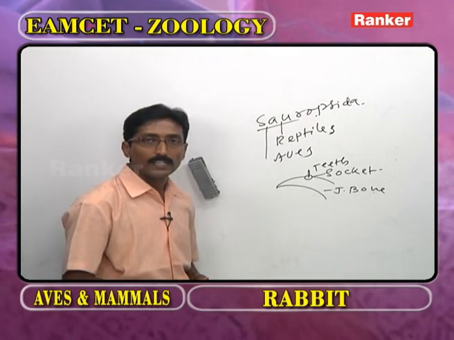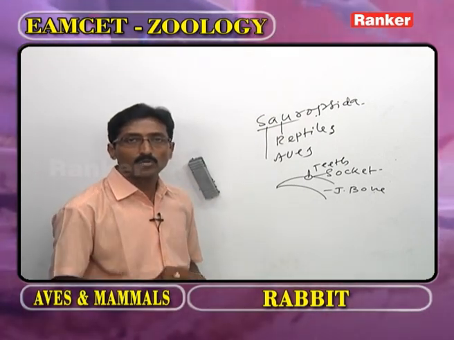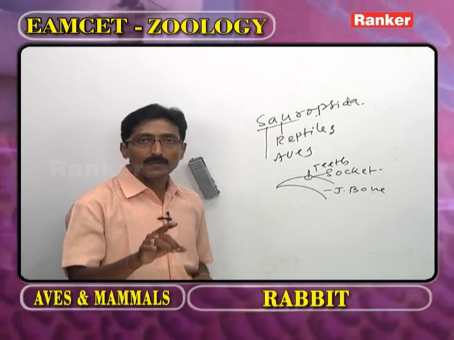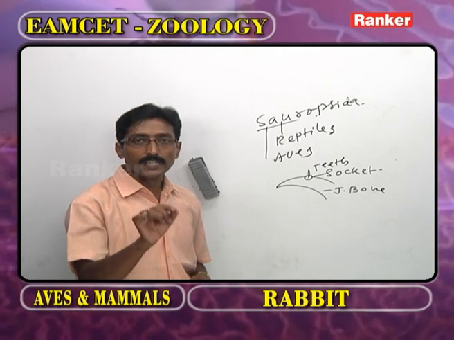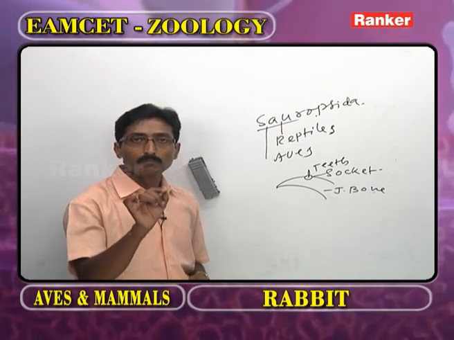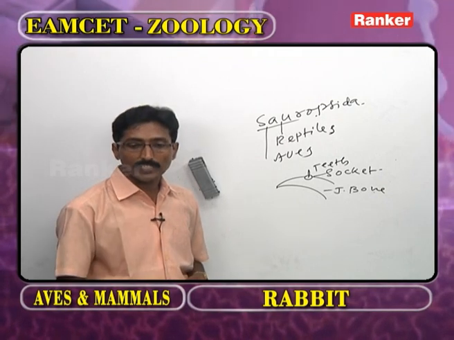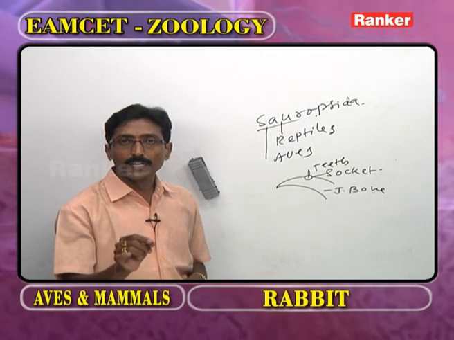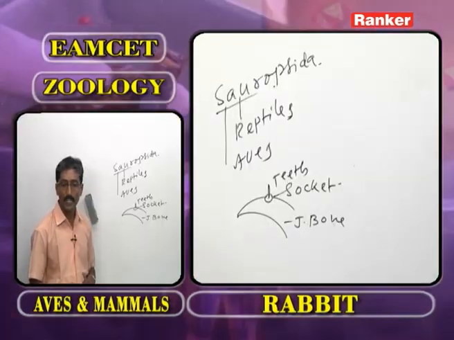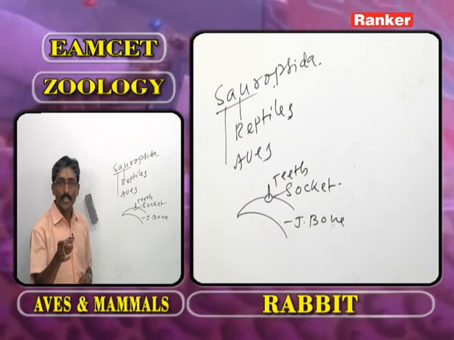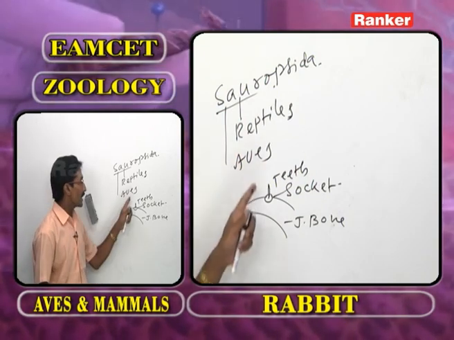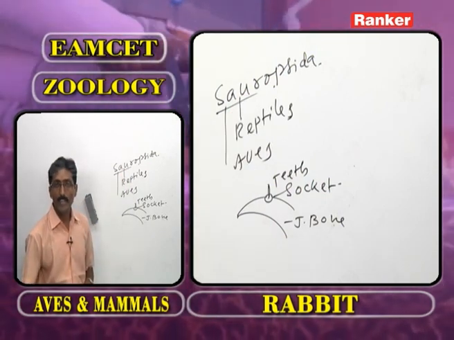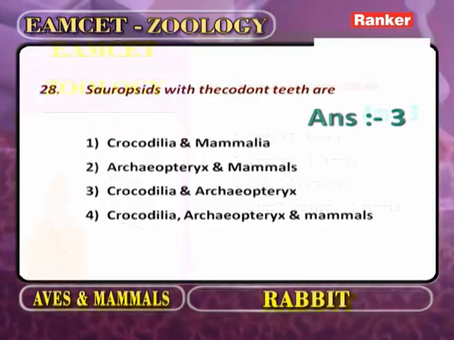Among Sauropsida, where do we observe the thecodont teeth? One example is the Crocodilia. The second example is Archaeopteryx, that is a flightless bird, nowadays extinct. Now, based on this information, what is the answer? Crocodilia come under the reptilia. Archaeopteryx, a bird that became extinct, comes under the aves. So both are considered as Sauropsida. The answer is the third one. Now we go for the next question.